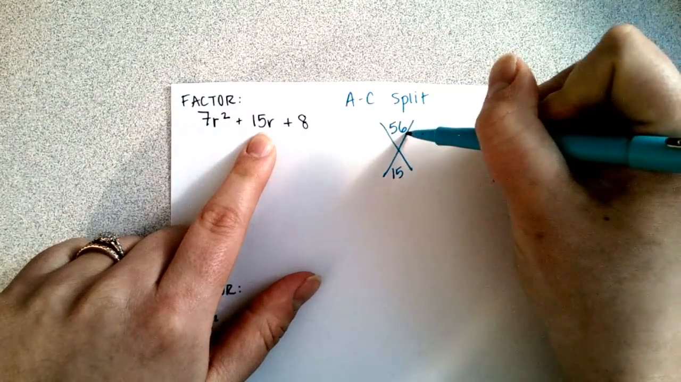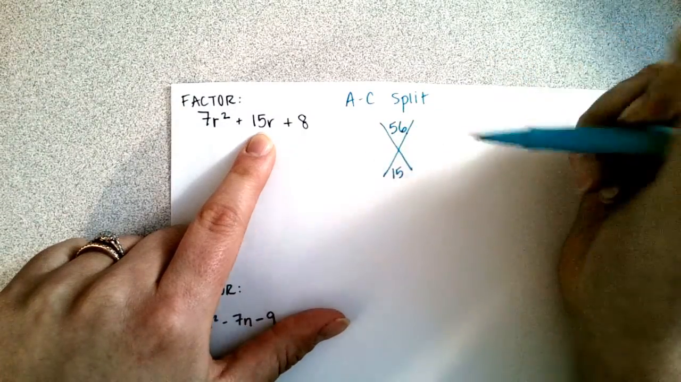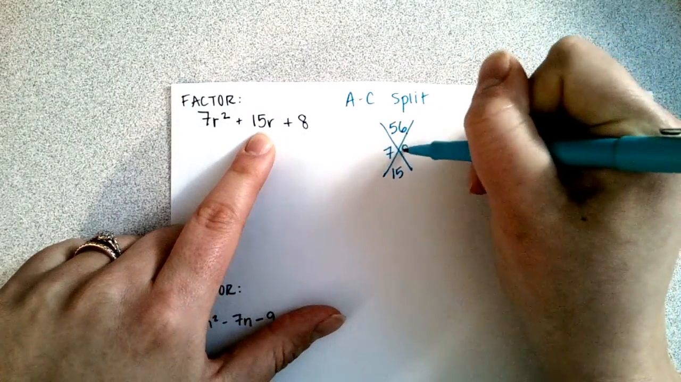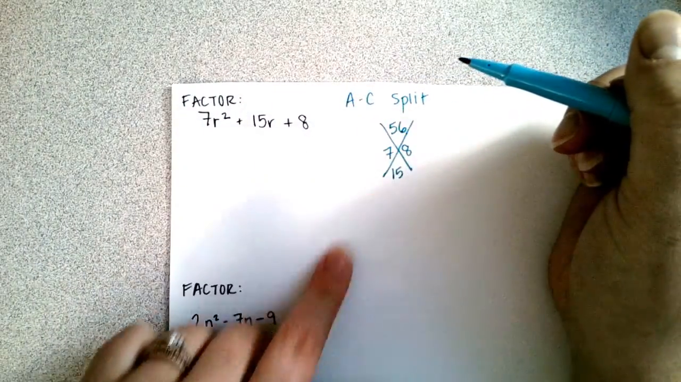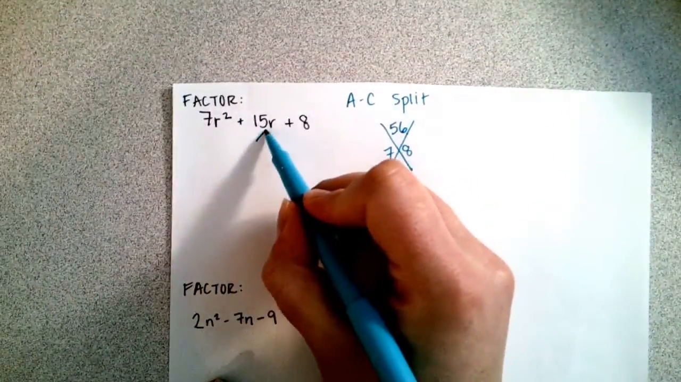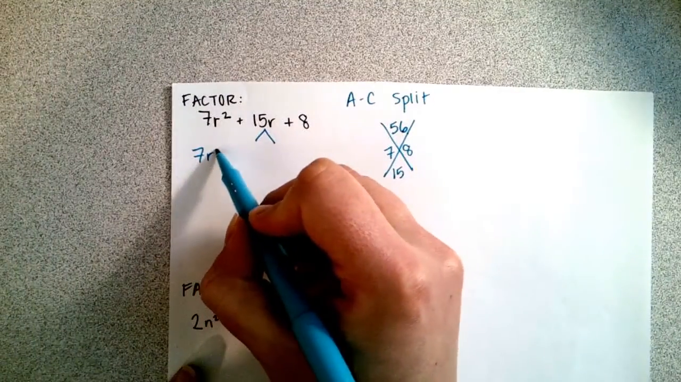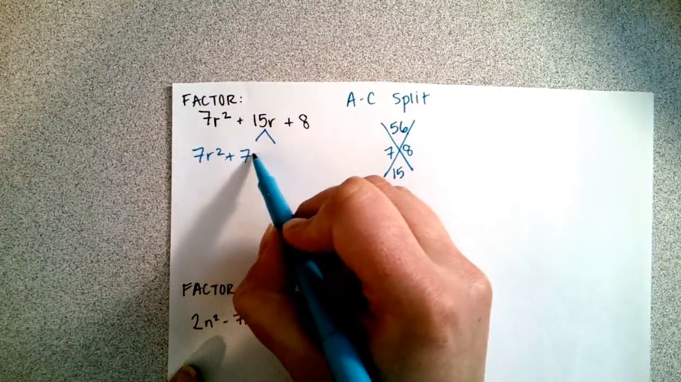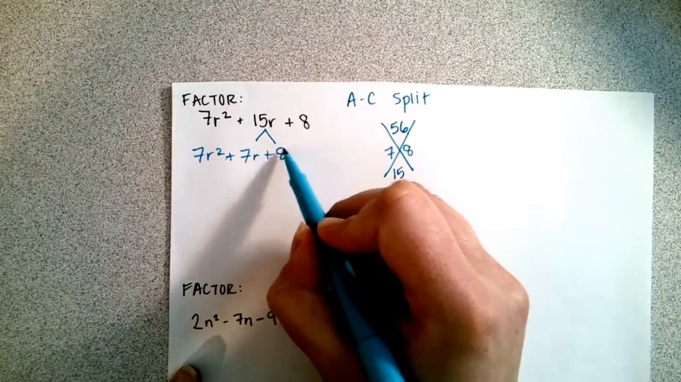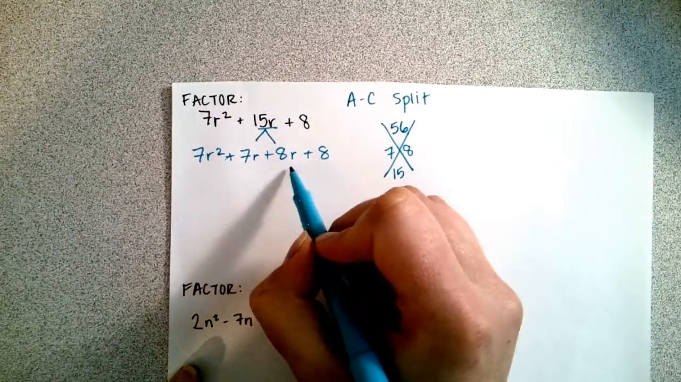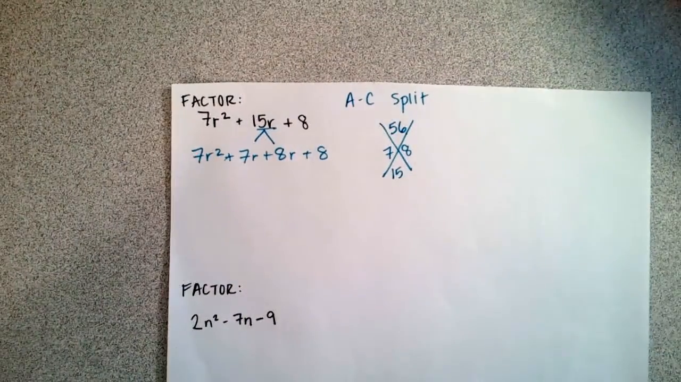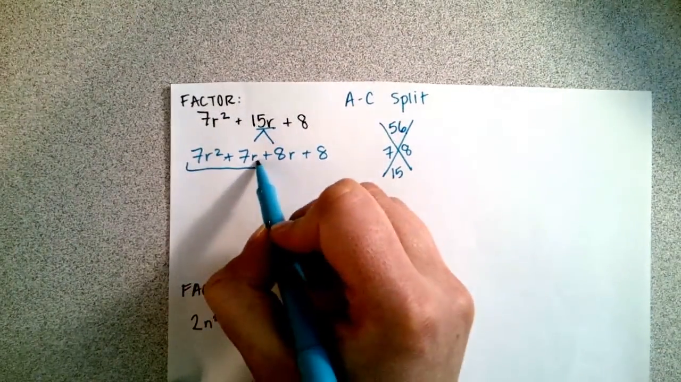Numbers that work, multiply to get 56 and add to get 15 are 7 and 8. So then the split part of the AC split name comes from splitting that middle term. So then it's 7r squared plus 7r plus 8r plus 8. So we just rewrote 15r as 7r plus 8r. Then you do your factor by grouping.